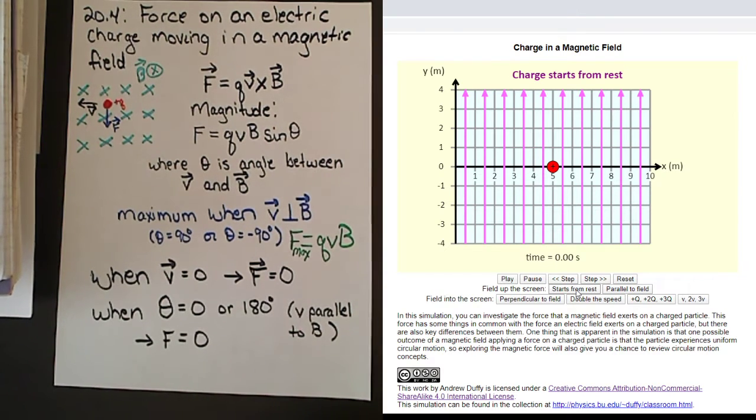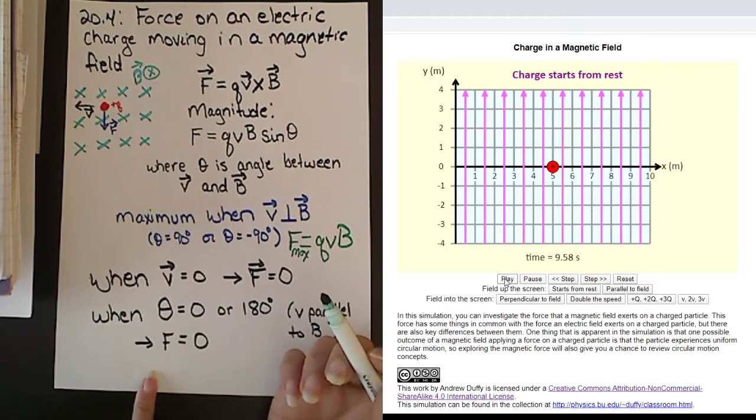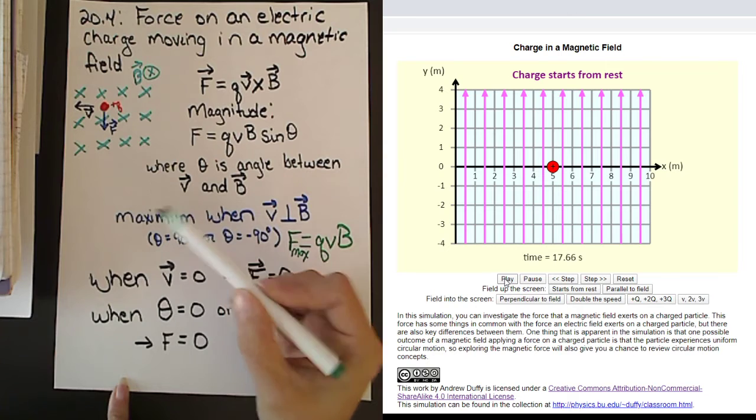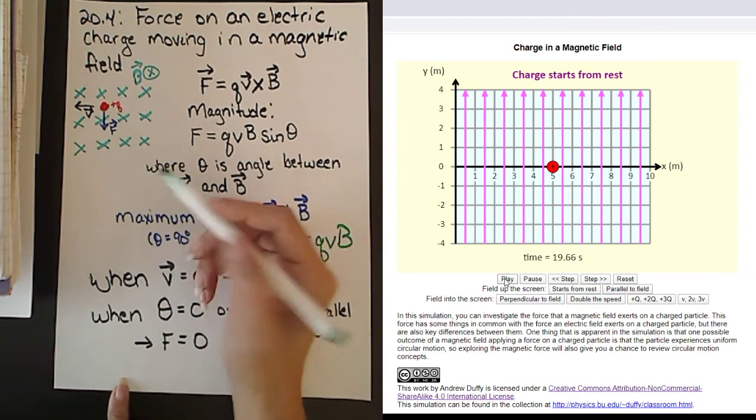So similarly, if we have a particle, and here we're going to start the particle from rest and see what happens. The particle experiences no force, and therefore does not move because there's no acceleration. So why is that? Okay, remember we need a moving charge to produce its own external magnetic field. So if this charge isn't moving, then there's no field produced to interact with the external magnetic field.